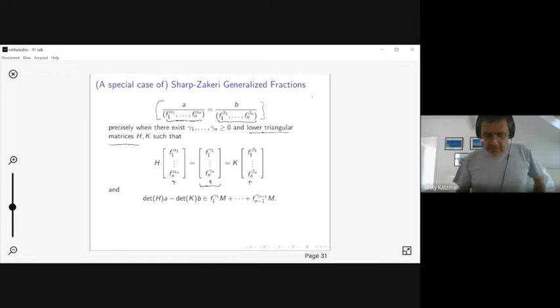And now the condition, going back to this, the condition of these two symbols being the same is that if you multiply the determinant of the matrix H by A, and you subtract the determinant of this matrix K times B, what you're getting is an element in here. Notice that I don't go all the way to n here. I go to n minus 1.